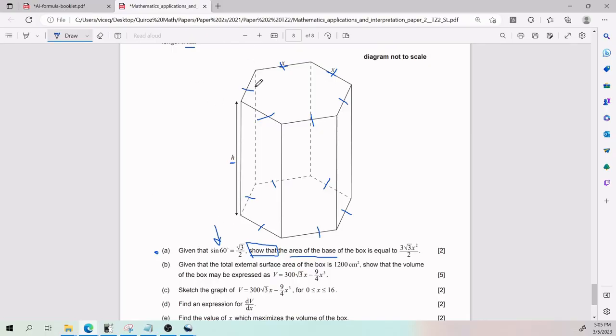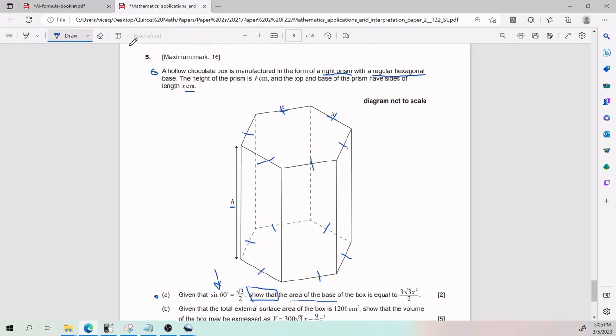So, let's see what we can do. The buzzwords here, as I mentioned earlier, are regular hexagonal. Any regular shape is going to have all of its sides equal. Everything that I just put in blue is what makes it a regular hexagonal base in the first place, because this could be a hexagonal shape, but all of its sides could be not the same. In this case, they are all the same.